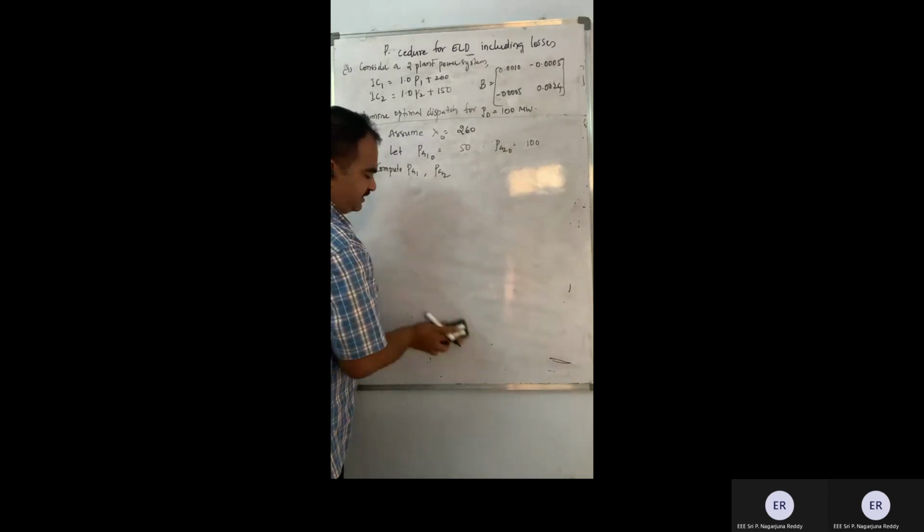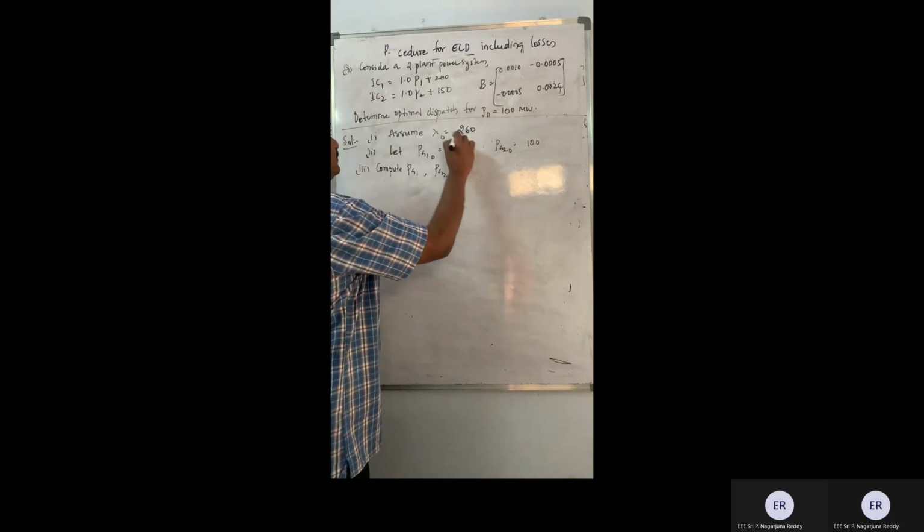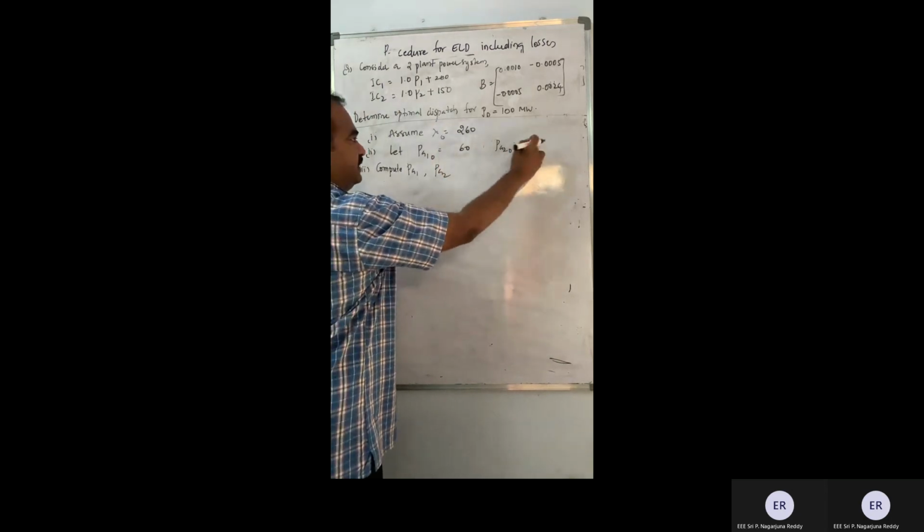Don't feel that it is a very large problem. Once you get used to it, once you practice it, it will be very, very simple. So now it is 260, isn't it? If I substitute 260 here as the incremental cost, what will be my generation 1? 260 minus 200 by 1.1. That is going to be 60. Here, if I substitute it, I will be getting 1. Isn't it? First two steps are very simple.